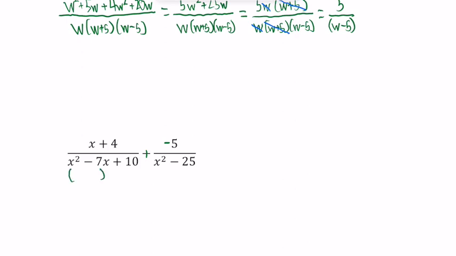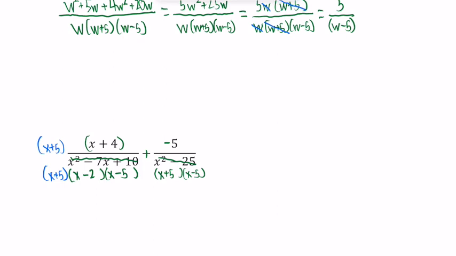In the denominator of our first fraction, when we factor it, to multiply to be a positive 10 and add up to a minus 7, we would have x minus 2 times x minus 5. In the denominator of the second fraction, we have a difference of squares. When we factor it, we would get x plus 5 times x minus 5. So the denominator of our first fraction is missing the x plus 5 that's on the bottom of the second fraction. So we multiply the top and bottom of that fraction by x plus 5.